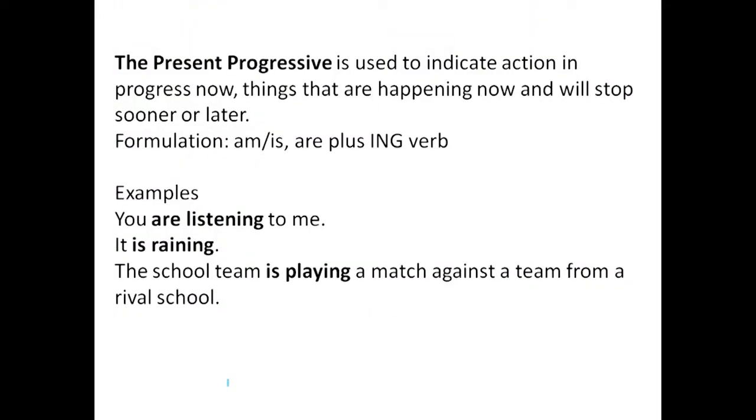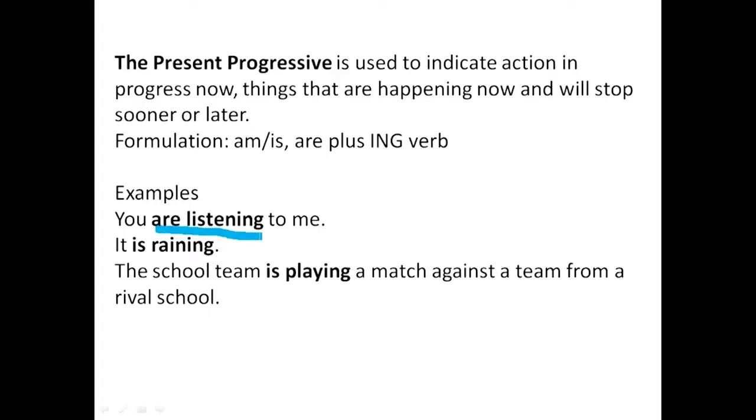So we look at some examples regarding present progressive. The one I told you, and then the usage has been that we use the present progressive to talk about action that is ongoing, that will stop sooner or later. So now you are listening to me, and indeed that's what is happening now. It's raining. It's happening now. It will stop, of course, sooner or later. The school team is playing a match against a team from a rival school, for instance. So you see, that's about action that is ongoing. It will stop sooner or later.